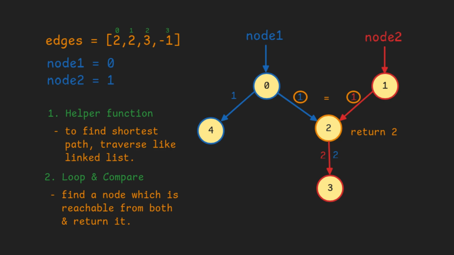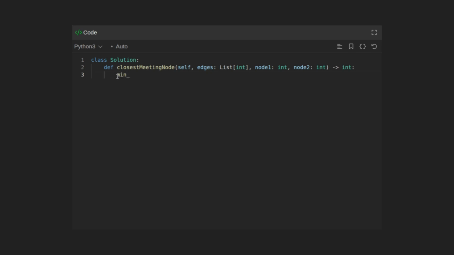This problem is a great reminder that you don't always need BFS or DFS when the graph is linear or sparse. Understanding the structure helps you simplify. Now let's just code it up fast. Let me just do the initializations.